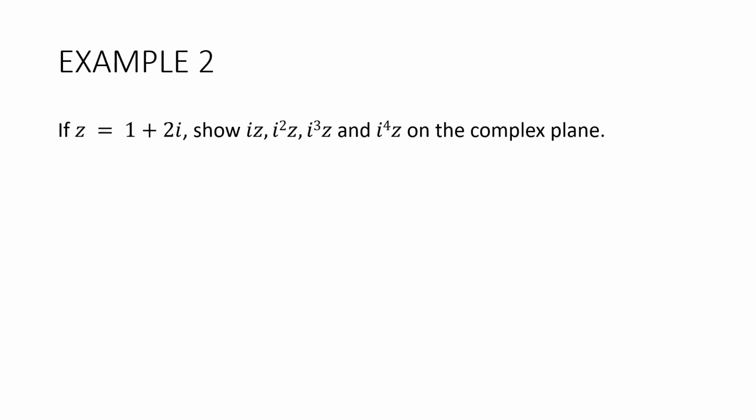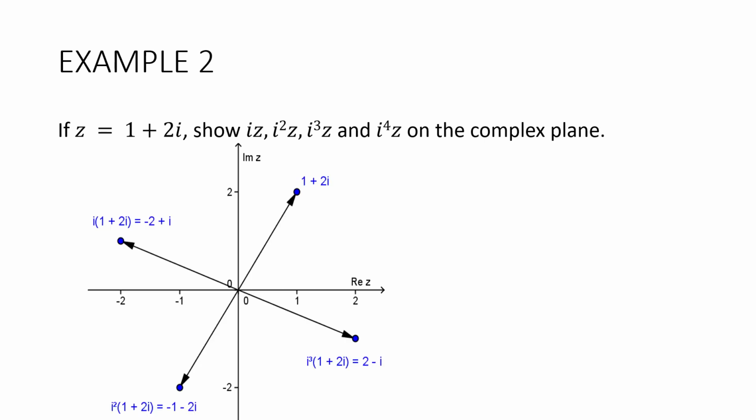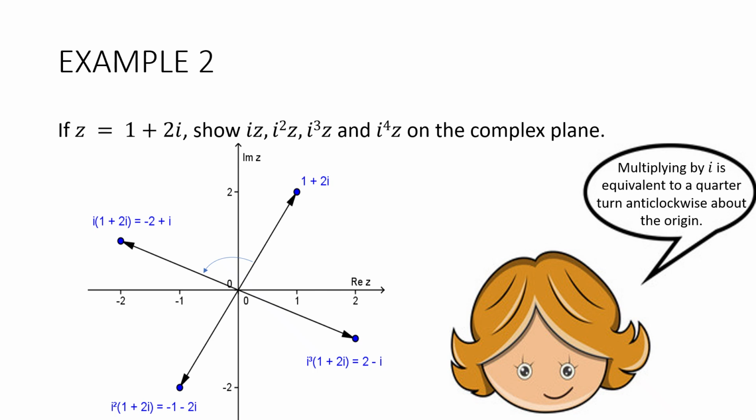And example 2: if z is equal to 1 + 2i, show iz, i squared z, i cubed z, and i to the power of 4z on the complex plane. And it looks like this. So here's z, this is iz, i squared z, i cubed z, and then here is i to the power of 4z. So here's an important point. Multiplying by i is equivalent to a quarter turn anti-clockwise about the origin.